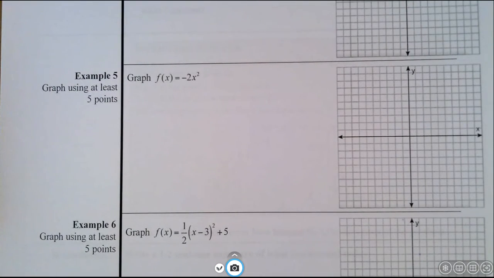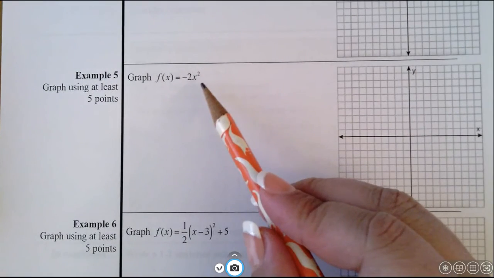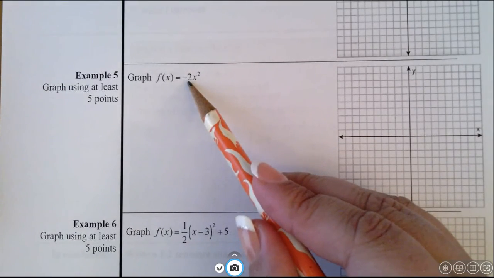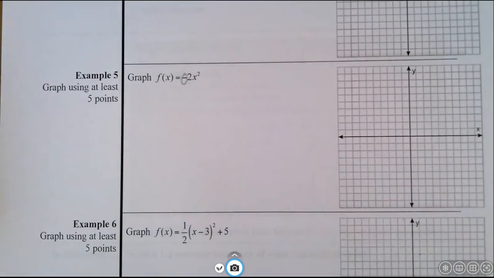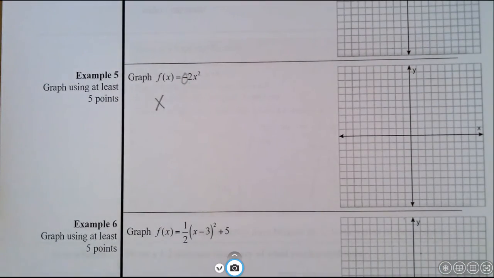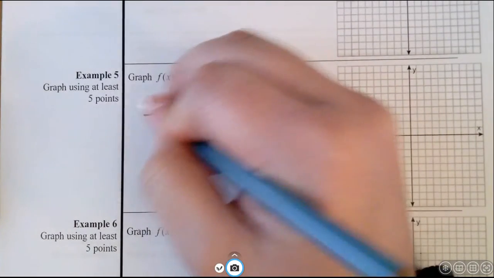All right, let's take a look at example 5. What is different about this example than the previous examples that we've done? When we're looking at this, there's nothing added or subtracted to the x or outside of the squared, but what we're multiplying by now is a negative. So the question is, what does that negative do? Well, let's see. Here's our x and f of x, or y. So this is my xy table.